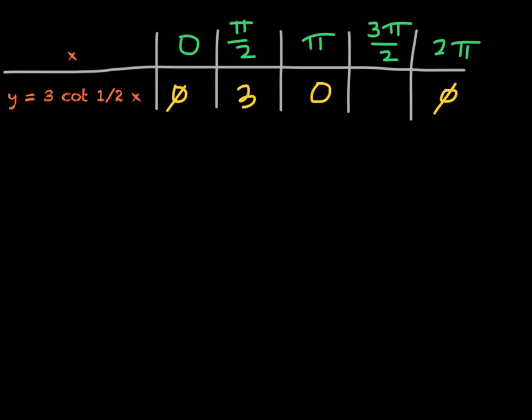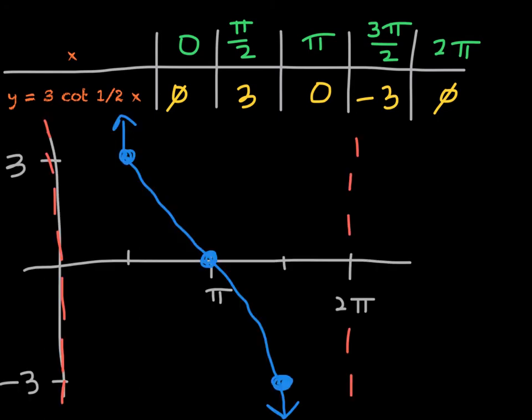And here, we should get negative 3, right? 3 pi over 2. Half of 3 pi over 2 is 3 pi over 4. And cotangent of 3 pi over 4, that's quadrant 2. That'll be negative 1. 3 times negative 1 is negative 3. Cool. And this is what we have when we plot those points. Awesome. Good job. Let's do a couple more.